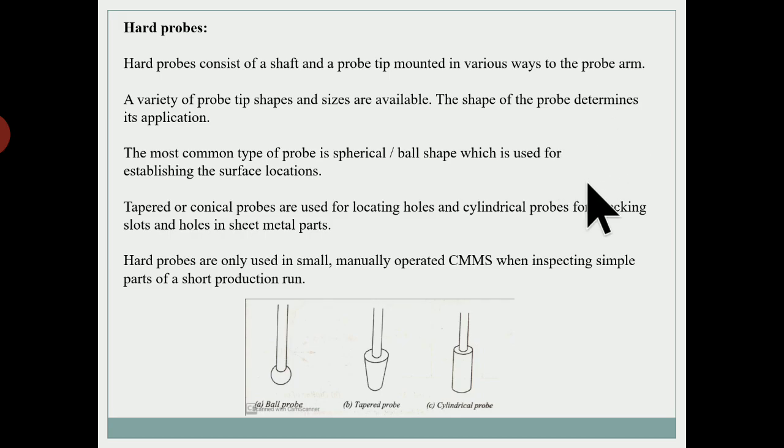A variety of probe tip shapes and sizes are available. The shape of the probe determines its application. The most common type of probe is spherical or ball type, which is used for establishing the surface location. Tapered or conical probes are used for locating holes, and cylindrical probes for checking slots and holes in sheet metal parts. Hard probes are only used in small manually operated CMM when inspecting simple parts of a short product run.